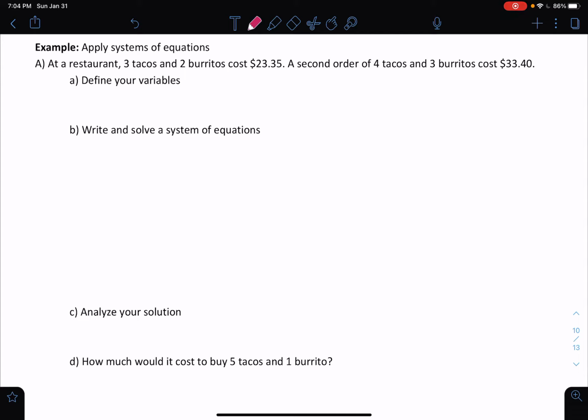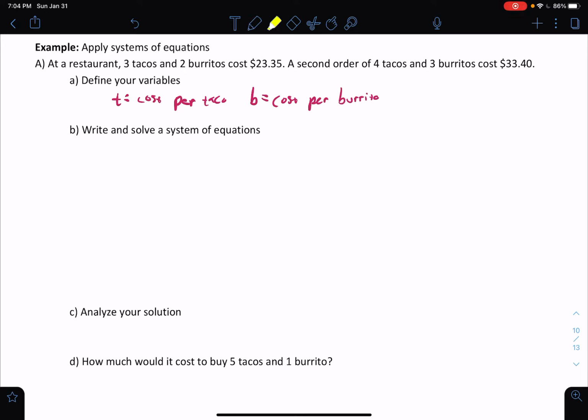So we got to define our variables. Hopefully we should be able to recognize that we're looking for tacos and burritos. Those are the two things that we're dealing with here. So when I'm dealing with tacos and burritos, let's define our variables that way. I'm going to call T the price per taco and B the price per burrito. Okay, so if I start to write this out, define your variables. T equals the cost per taco and B equals the cost per burrito.